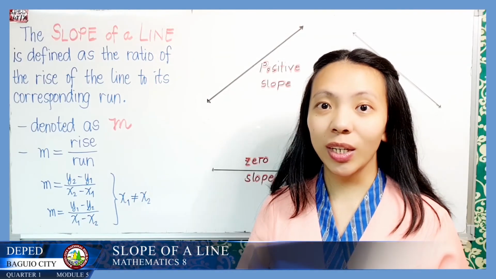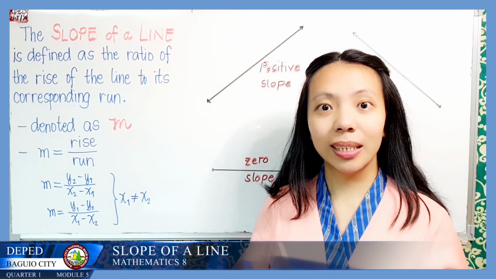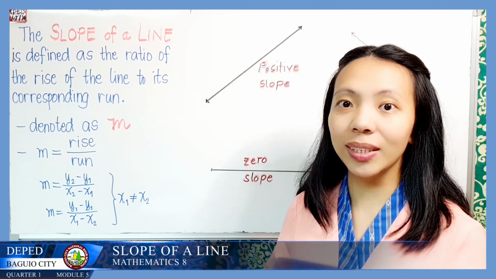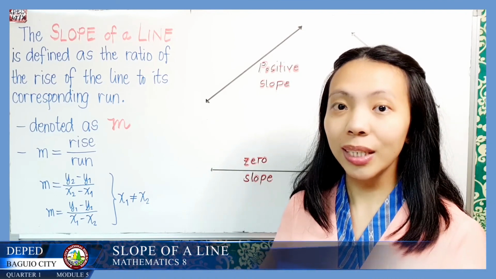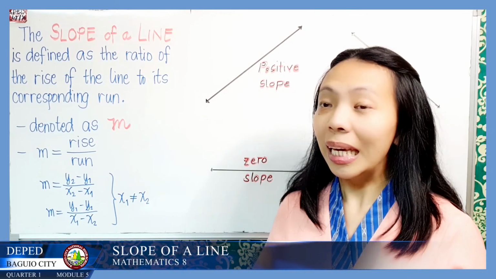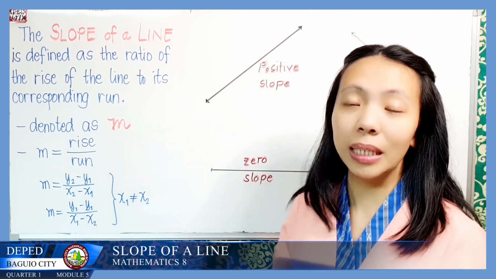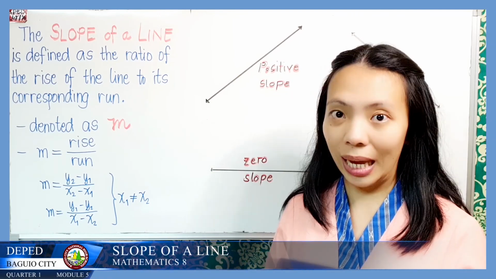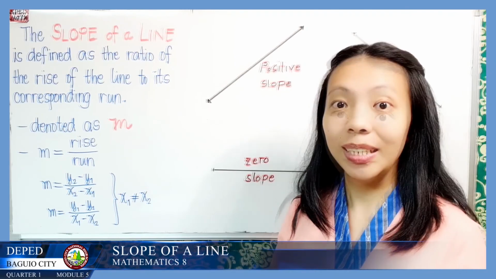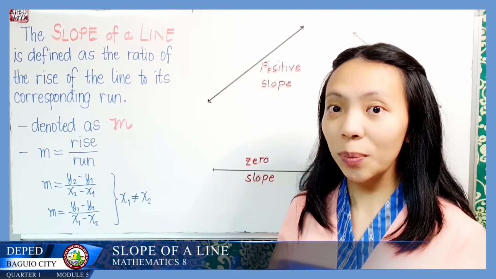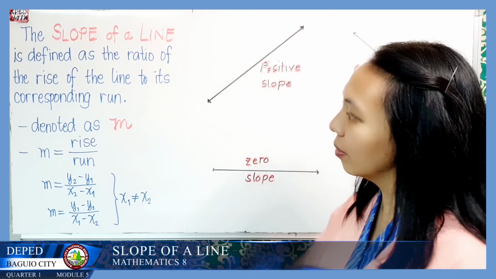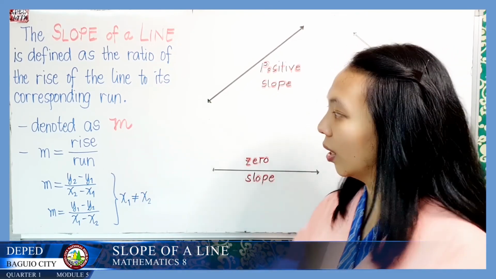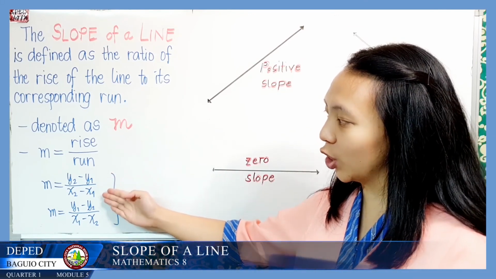One characteristic of linear equations is the slope of the line. The slope of a line is defined as the ratio of the rise to its corresponding run. It is denoted by the variable m. M from the first letter of the French word monter, which means to climb. The formulas for determining the slope of a line are rise over run, just like its definition, or the change in y over the change in x.